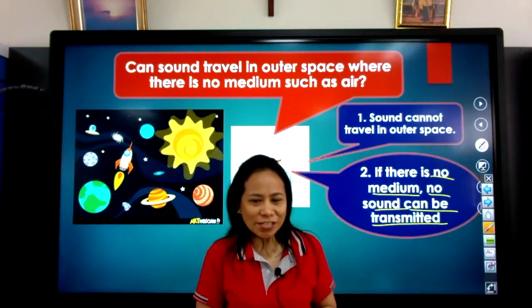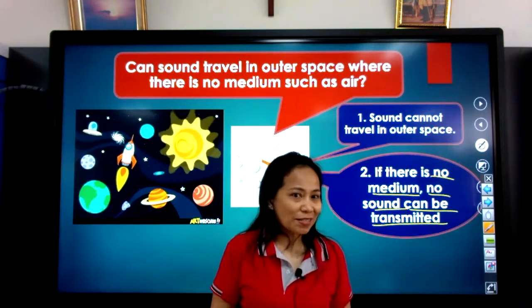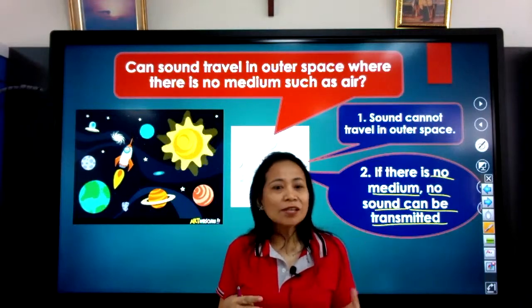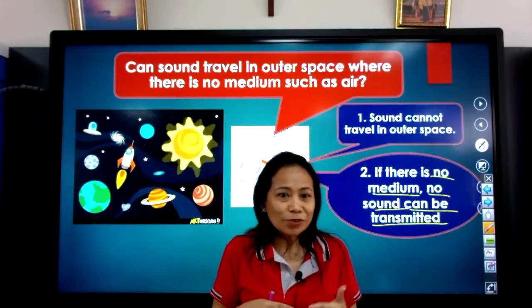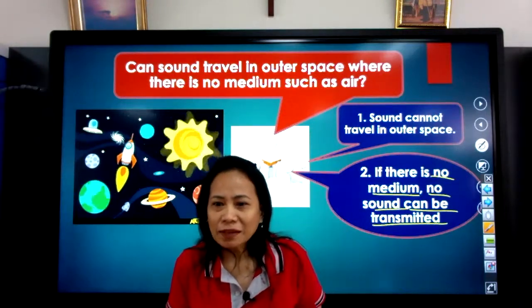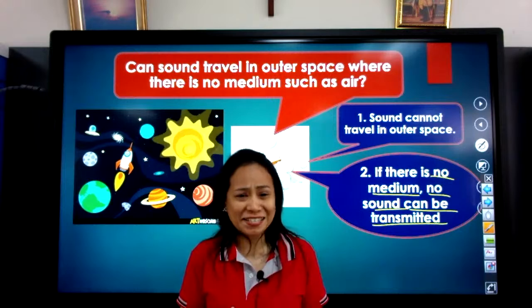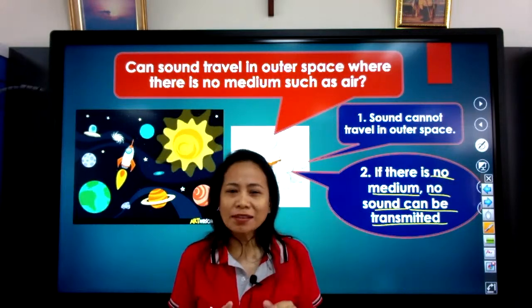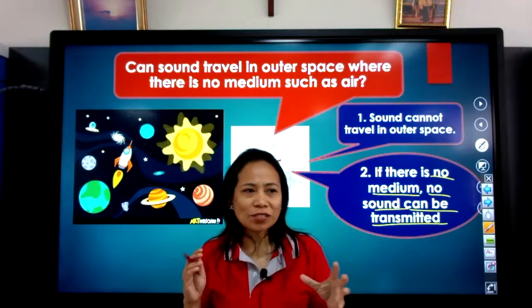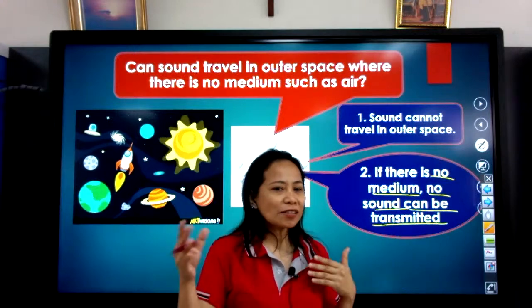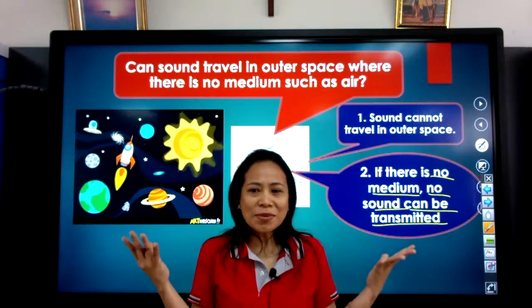So another question here is how the astronauts in outer space talk to each other if they cannot hear each other because sound cannot transmit. So do you have any idea? Yes. It's a vacuum. You are correct, yes, it's a vacuum. That's why sound cannot travel. But the question here is how the astronauts talk to each other, communicate to each other, since outer space is a vacuum. You said it's a vacuum. No medium to transmit.